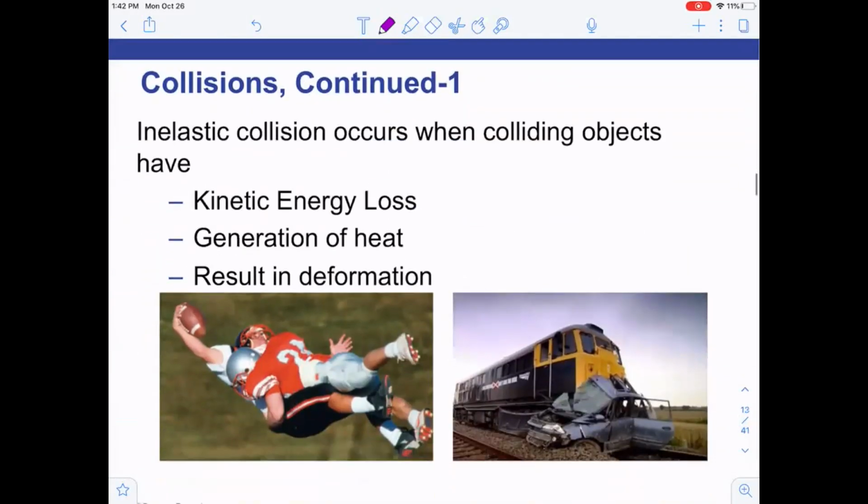And the other kind of collision is inelastic collisions, okay? Those occur when colliding objects have energy loss or generate heat or have deformation. And a lot of times the objects end up sticking together, okay? Now, a lot of collisions are kind of in the middle. So I'm actually going to show a little video and we can try to guess which collisions are more elastic versus inelastic.